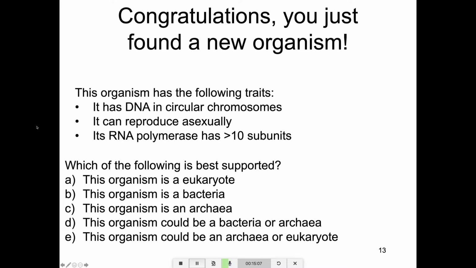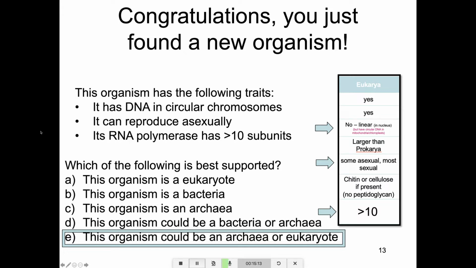So if you said that this one is an archaea or a eukaryote, you are correct. Recall that eukaryotes have their nuclear DNA in a linear format, but they also have circular DNA in their mitochondria and chloroplasts. So a eukaryote can have both circular or linear DNA.